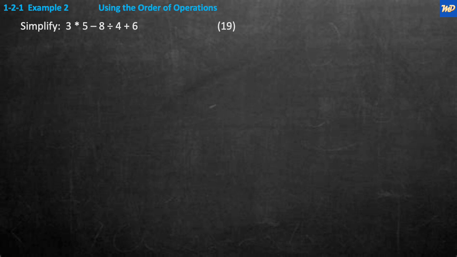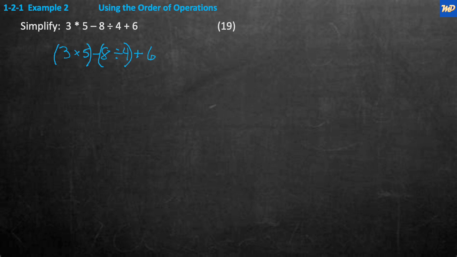So we start off, we have a 3 times a 5. We have a negative 8 divided by a 4 and plus a 6. So it says we do multiplication and division before addition, subtraction. So here's multiplication and here's division. So we would do this and this before we do any addition or subtraction.